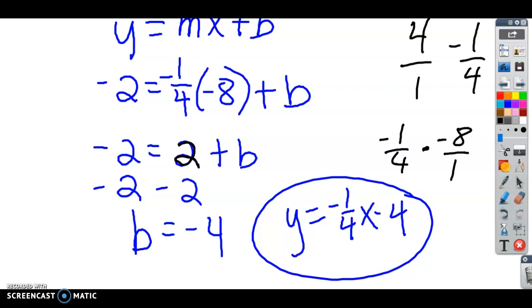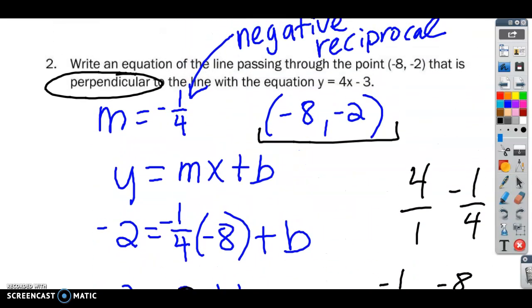The most common mistake for a problem like this is to use the same slope rather than the negative reciprocal. So just be careful and don't get these two types of problems confused.